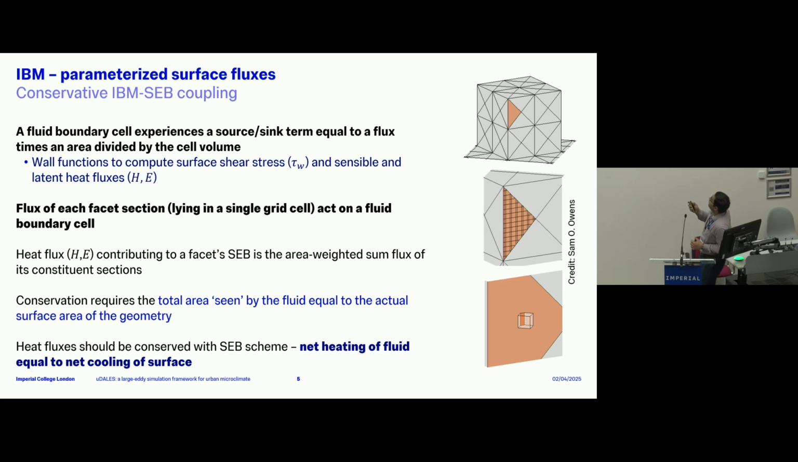Now, on the other hand, the surface energy balance equations are solved for the entire facet. For that, the fluxes of the entire facet are the area-weighted sum of the fluxes of the small facet sections. In this manner, the surface energy balance model and the immersed boundary method become two-way coupled in a conservative way. That is, the net heating of the fluid is equal to the net cooling of the surface, and the entire area seen by the fluid is equal to the actual surface area of the facet. So this is how the fluid and solid coupling is done in uDALES.